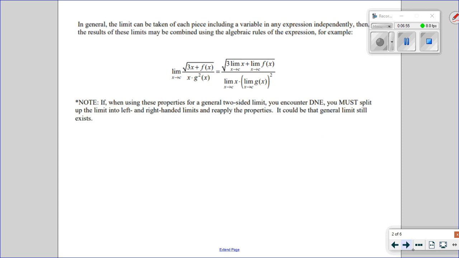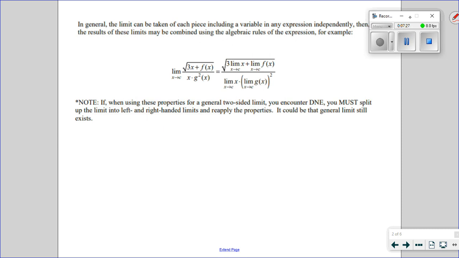Okay, so in general, what we are doing here when we use these properties is the limit can be taken of each piece, including a variable, in any expression independently. Okay? The results of these limits then can be combined using the algebraic rules of the expression. So notice what happened here.